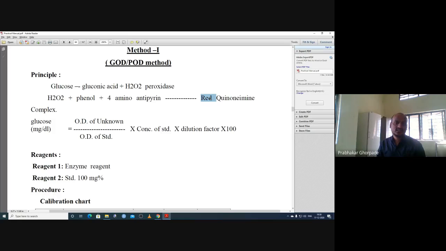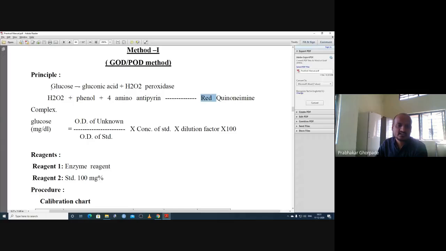Now the intensity of this color is proportional to the amount of glucose present. If you have very little glucose in your serum sample, you will get very little red color formation. If you have medium glucose, you will get medium red color. If you have very high glucose, you will get a very dark red quinonamine complex, right? So based on the glucose, we can see color intensity changes. That was qualitative, but if you are taking the optical density reading with the spectrophotometer, you can get the particular red color. Based on the red color intensity, we can estimate the quantity of glucose. So that is the principle.